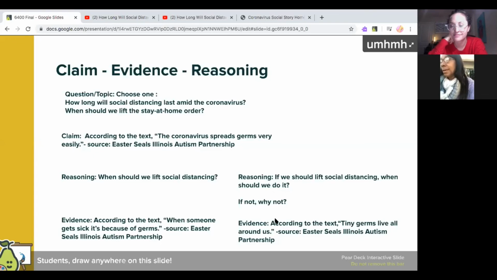Remember to use an example such as, according to the text, tiny germs live all around us. So that's the evidence that I would use in a writing sample to support the reasoning that yes, we should continue social distancing because tiny germs live all around us.